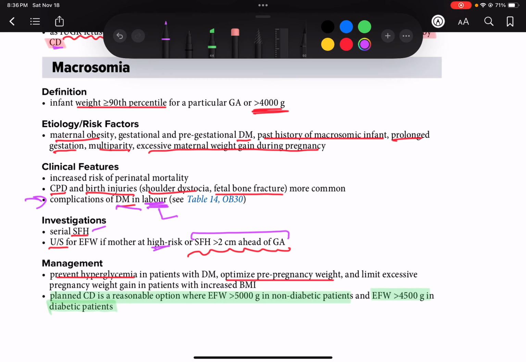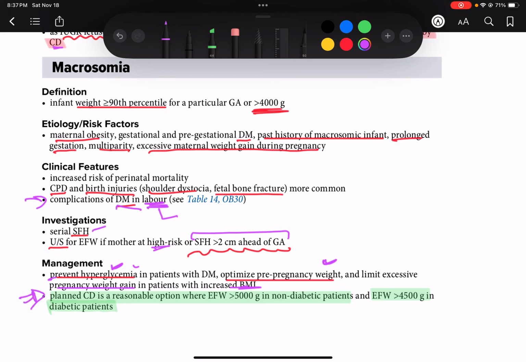How would you manage? You'll try to prevent hyperglycemia in patients with diabetes mellitus, and you'll try to optimize the pre-pregnancy weight and limit any excessive weight gain during the pregnancy. And it also depends on BMI too. So if the patients have high BMI, then we're going to try to limit the weight gain during pregnancy and prevent the hyperglycemia if the patient is diabetic, if mommy is diabetic.